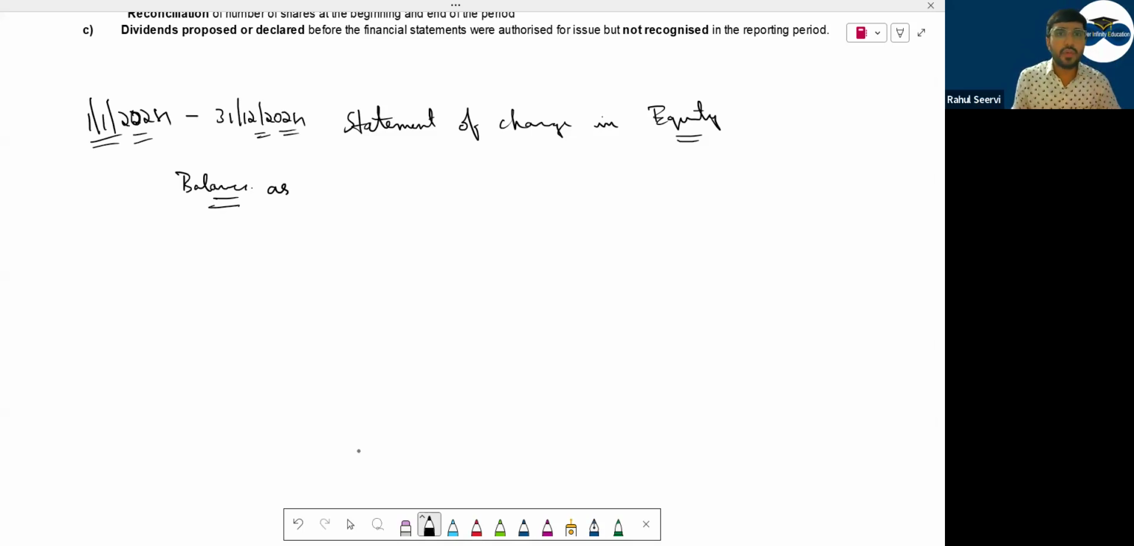Now I say that I want to prepare the changes in equity. I have prepared the balance sheet on this date. So can I say first I will bring the balance from the previous year? So can I say balance as at 1st Jan 2024?